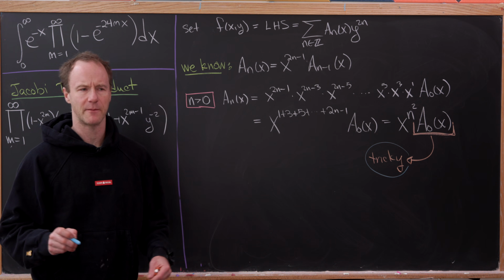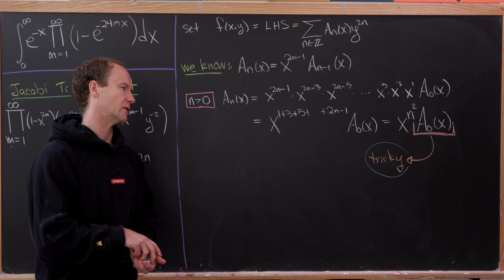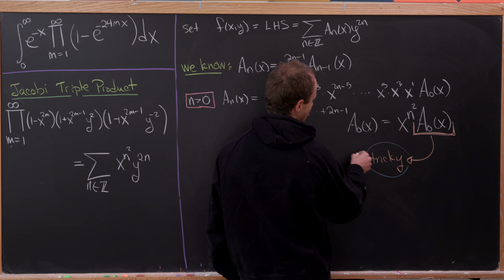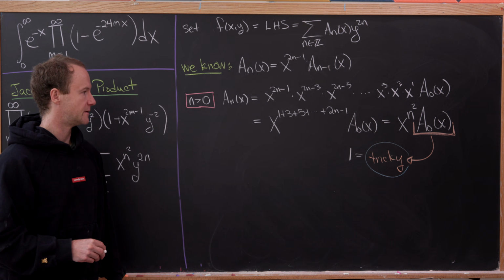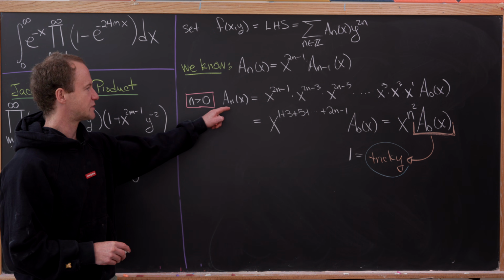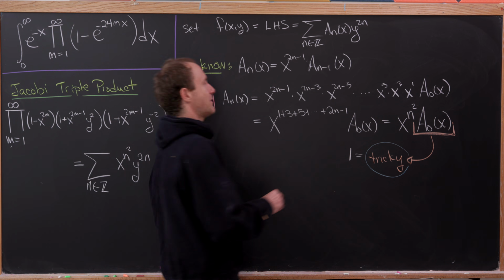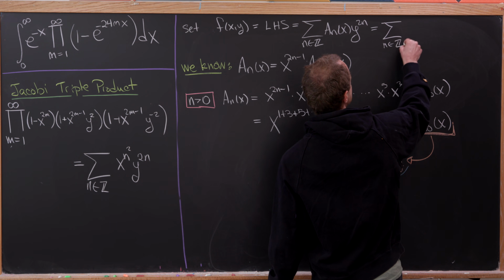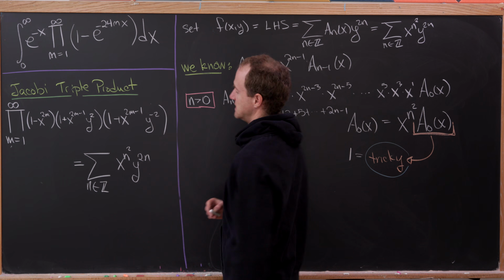That video is about something else, but we will go through a full proof that will get to the point where this a naught is equal to 1. But like I just kind of gave away, this a naught is equal to 1. But if a naught is equal to 1, then a_n of x is equal to x to the n squared. But if we make that replacement up here, we have the sum over all integers of x to the n squared y to the 2n, as needed.